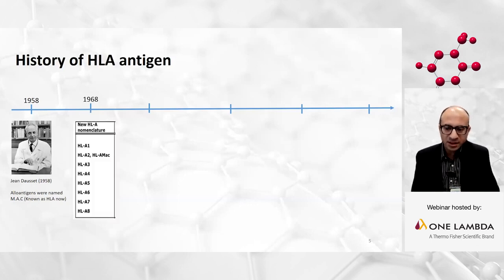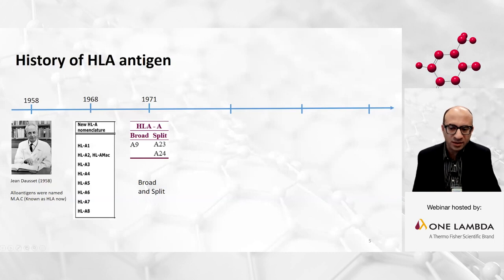Ten years later, an official committee was formed, and they published a report which listed all the 8 recognized antigens at that time. And in 1971, antisera were identified which only reacted with mutually exclusive subsets of HLA-A9 positive cells. This observation resulted in naming 2 new HLA antigens, HLA-A23 and HLA-A24. HLA-A9 was considered a parent antigen, and HLA-A23 and HLA-A24 were referred to as the splits of HLA-A9.